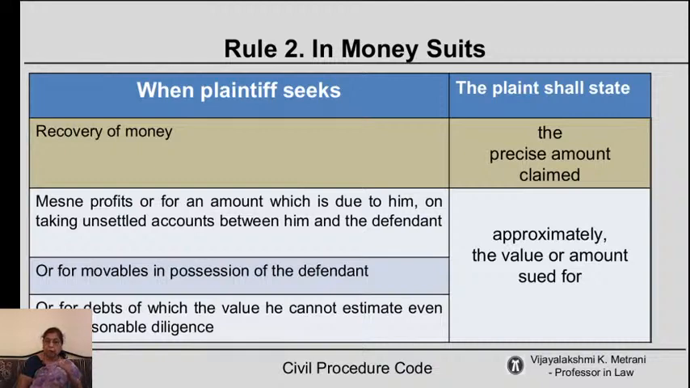So in such cases, or when movables are in the possession of the defendant, suppose he is having your movables in possession, then the plaintiff can only approximately state the value of the movables. Then if the debts he cannot estimate even with reasonable diligence, suppose the plaintiff is not able to find out exactly the amount to be paid by the defendant, then in these three cases, mesne profits, movables and debts which he cannot estimate, he can approximately state the value or amount which he has sued. So approximately it comes to this amount, he has to state that amount.